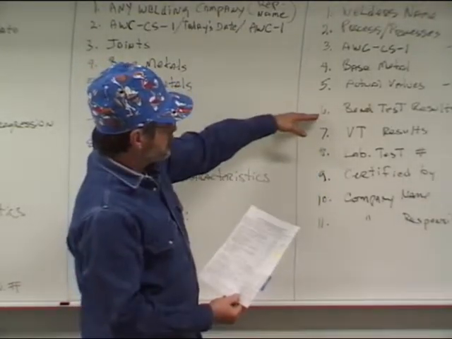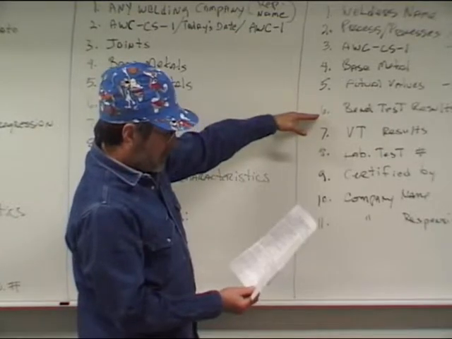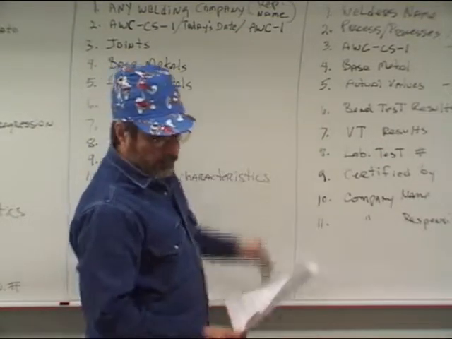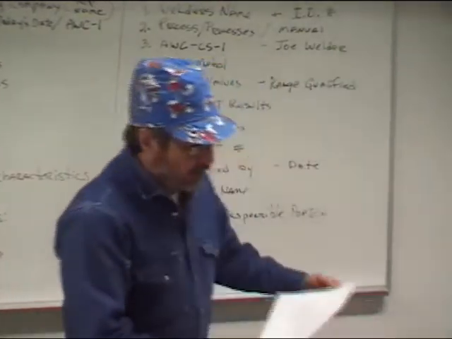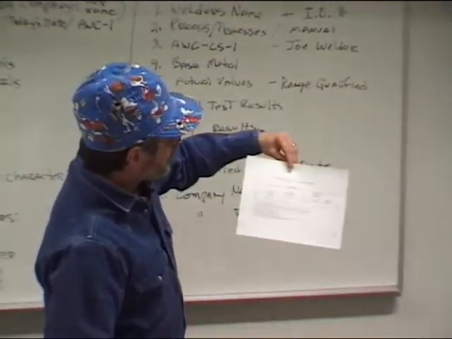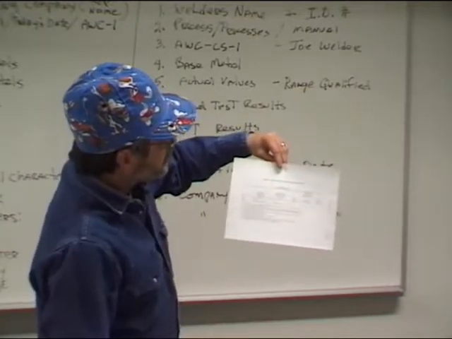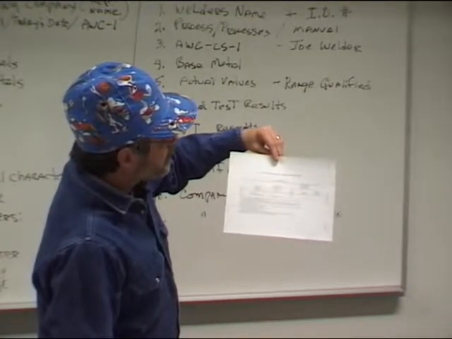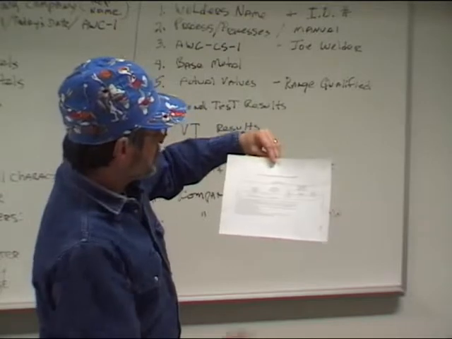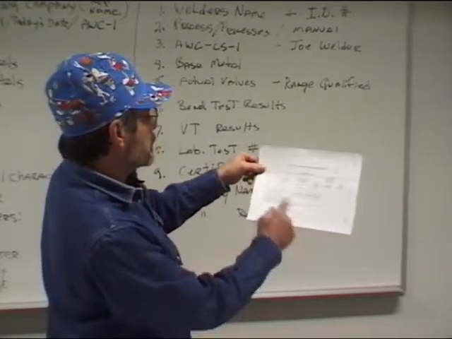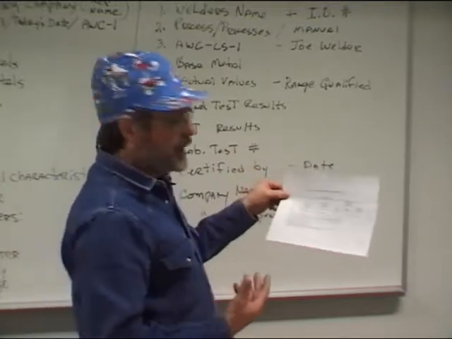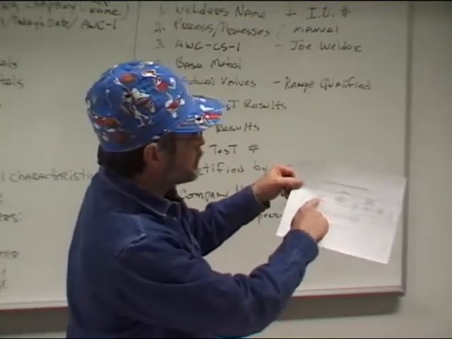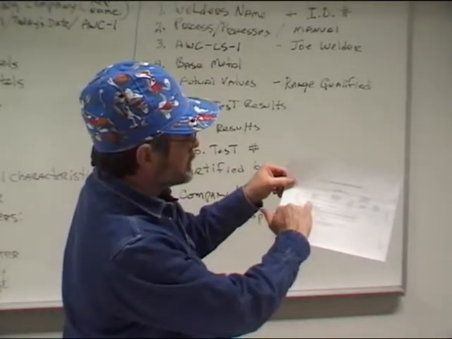Bend test results is our next thing. And for the performance test, I referred to this a moment ago. You should have this in your packet. It says QW 452 Performance Qualification, Thickness Limits, and Test Specimens. So type of joint, grooves. We've been discussing groove welding on pipe. So the thickness of the test coupon, it's over 3/8 of an inch.